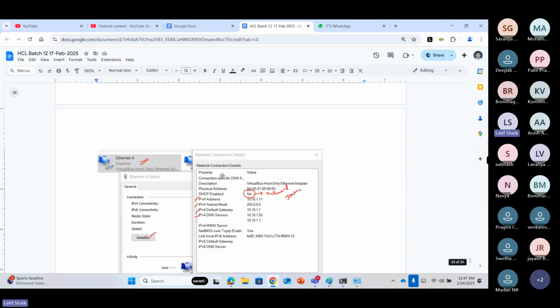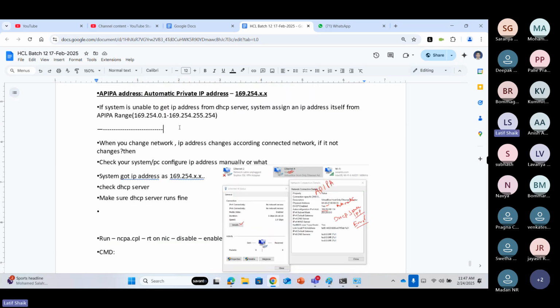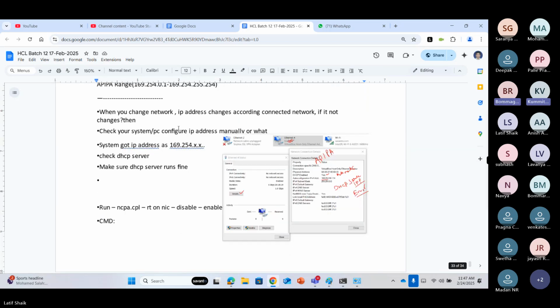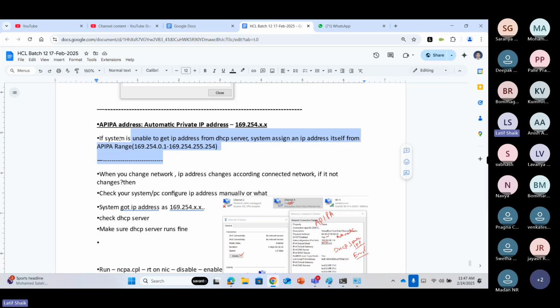So understand, guys, IP address configuration. Yes, sir. Yes, sir. Last point, I will tell this point and we'll take a break.